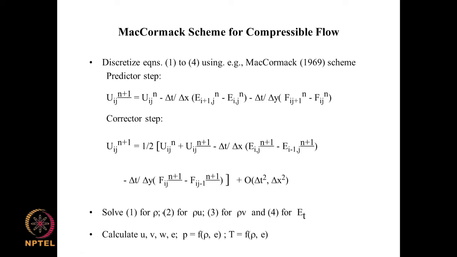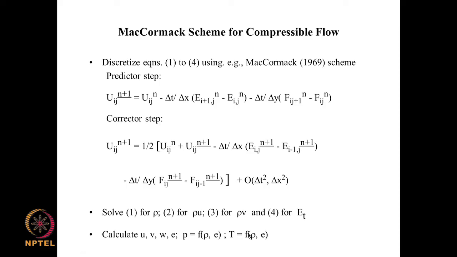Since we have rho from the first equation, we can substitute this here and get u, and we can substitute in this and get v, and E_t is rho e plus half rho v squared. So, we know rho and we know the total E, and we also know u and v. From that you can get e, and once you get the internal energy and rho, you can get pressure from the equation of state as a function of rho and e. And we can also get temperature as a function of the density and internal energy of that particular medium.